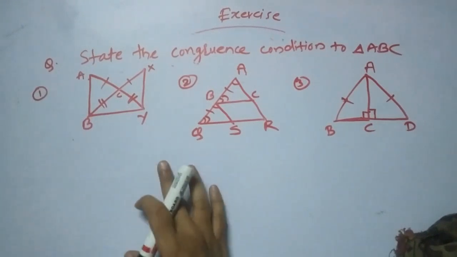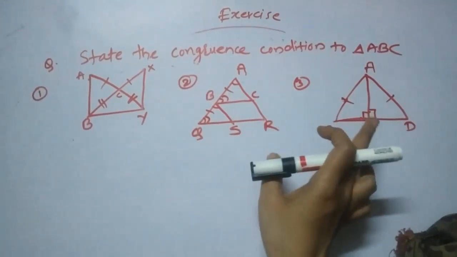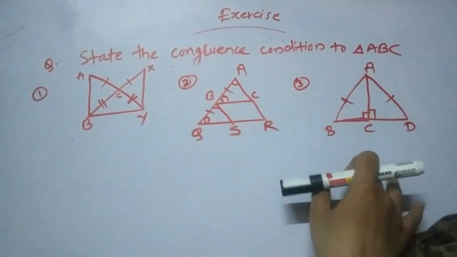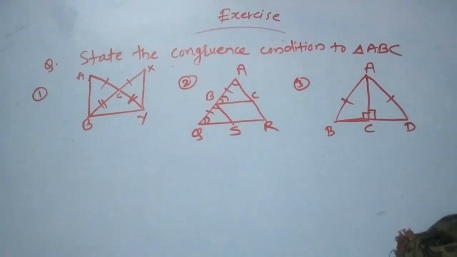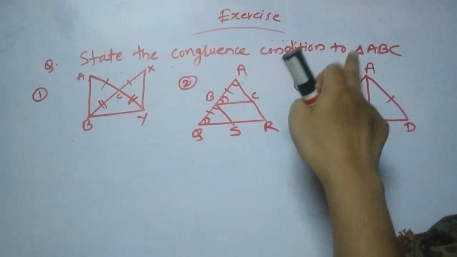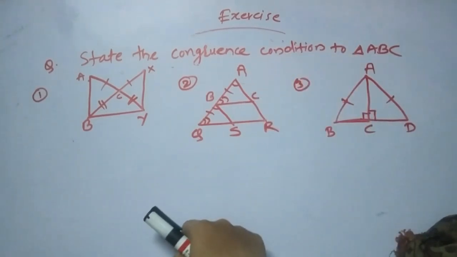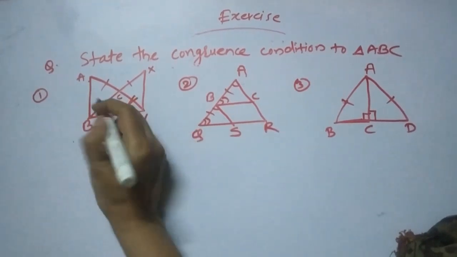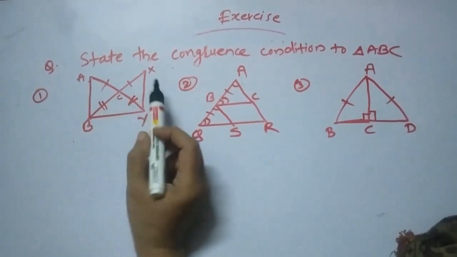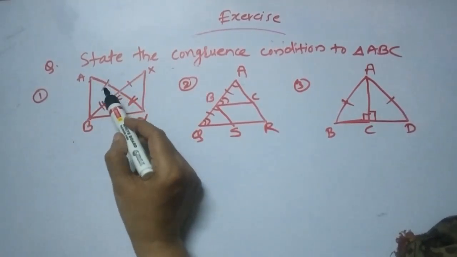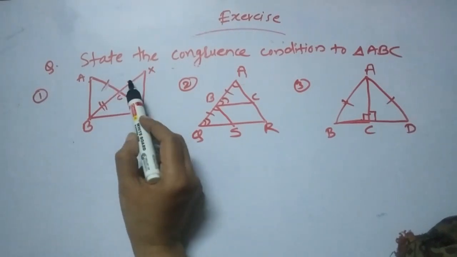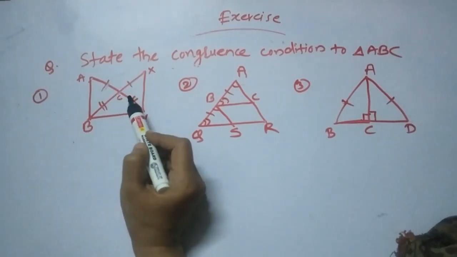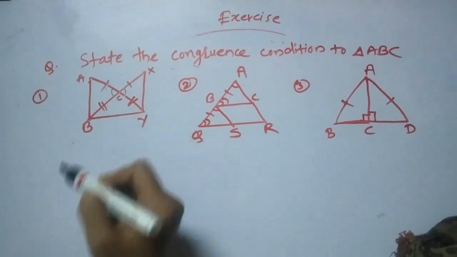So now the question is, state the congruence condition to triangle ABC. In all the examples, triangle ABC is there. So now we have to find another triangle which is congruent with this triangle ABC, and write down according to what congruence criteria it is. So here this is ABC, and this is the congruent side: this side is equal to this side, this side is equal to this side, and the angle C is also there.